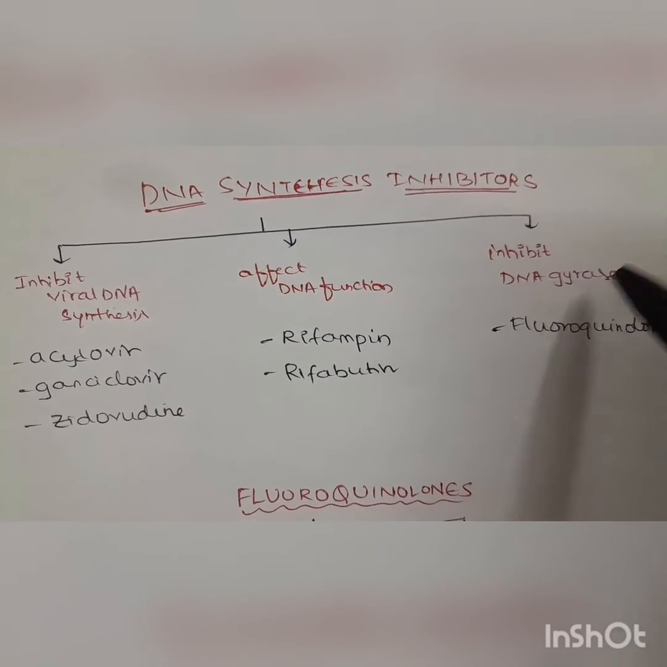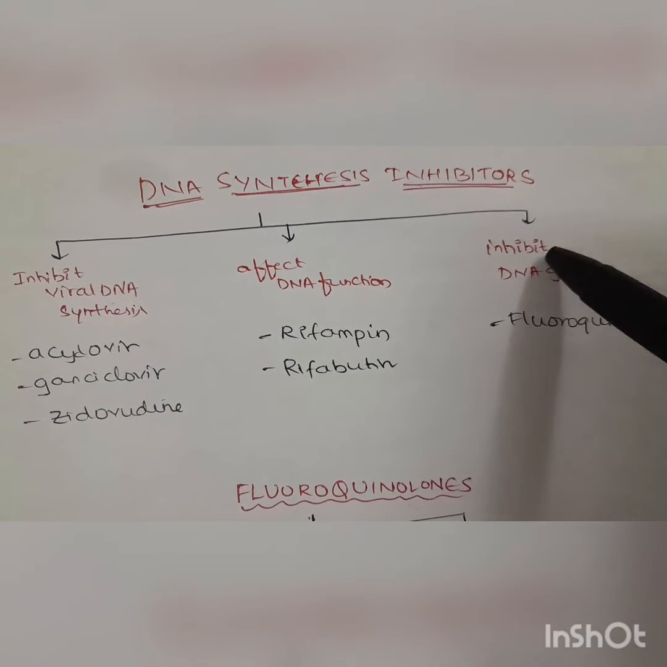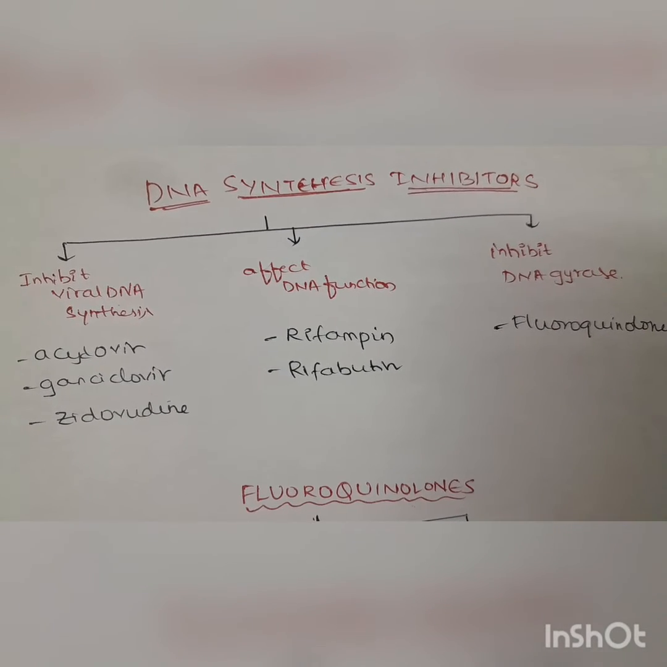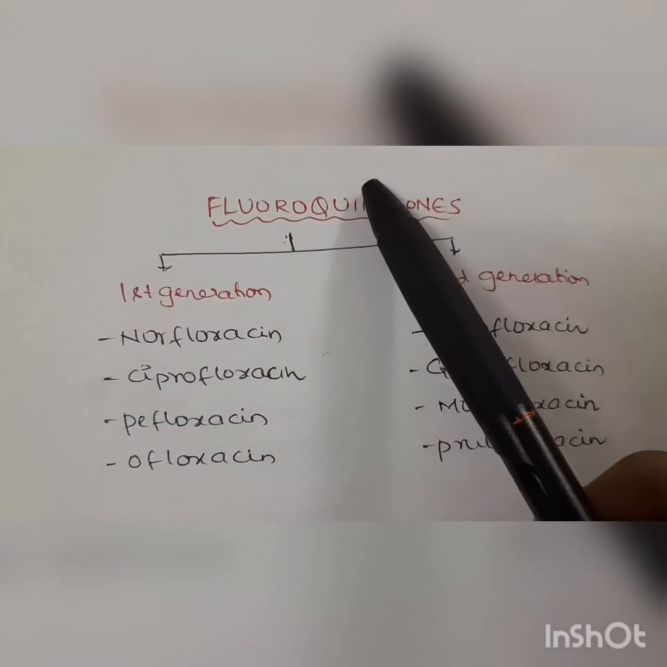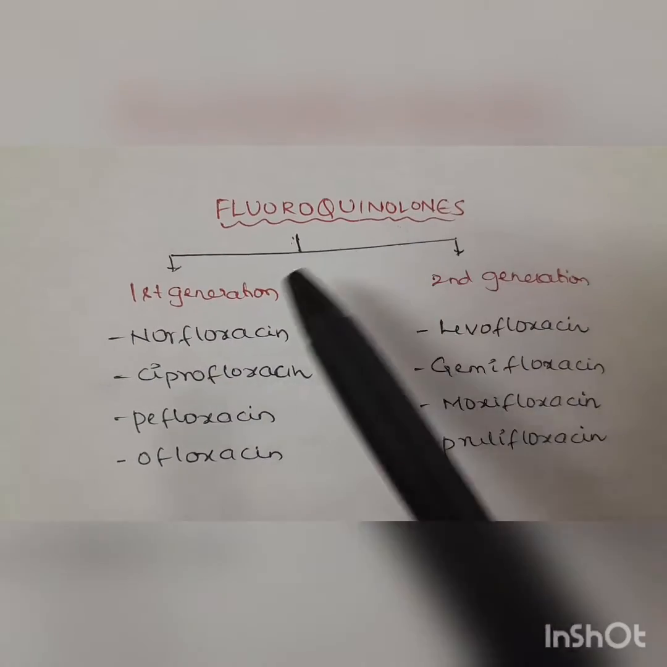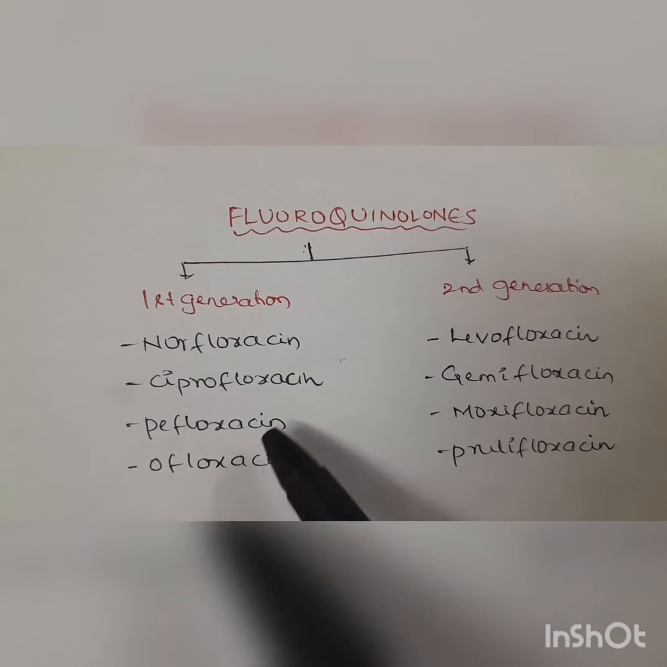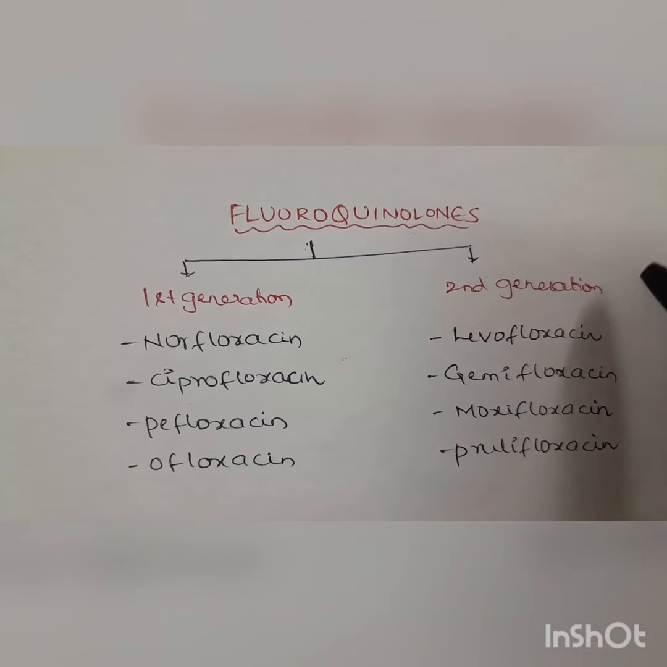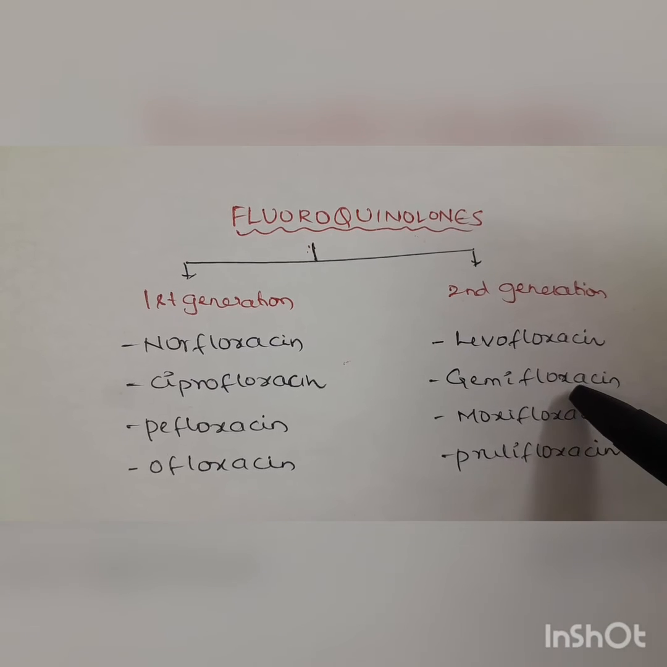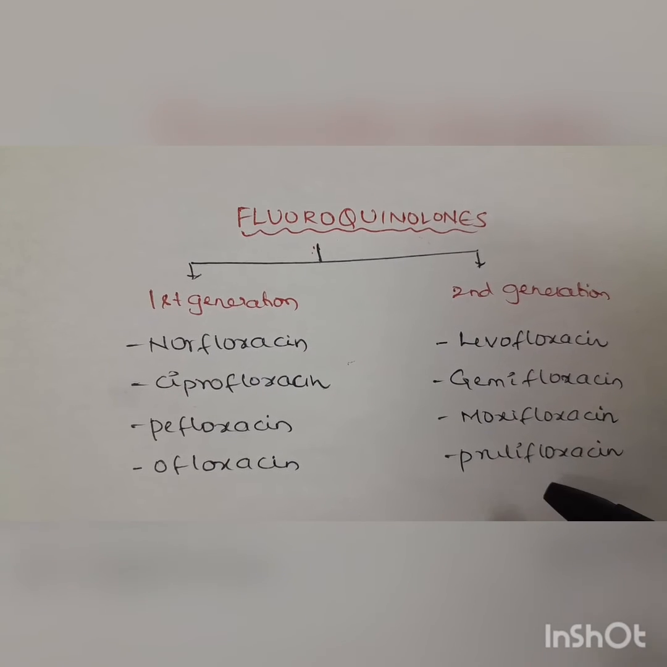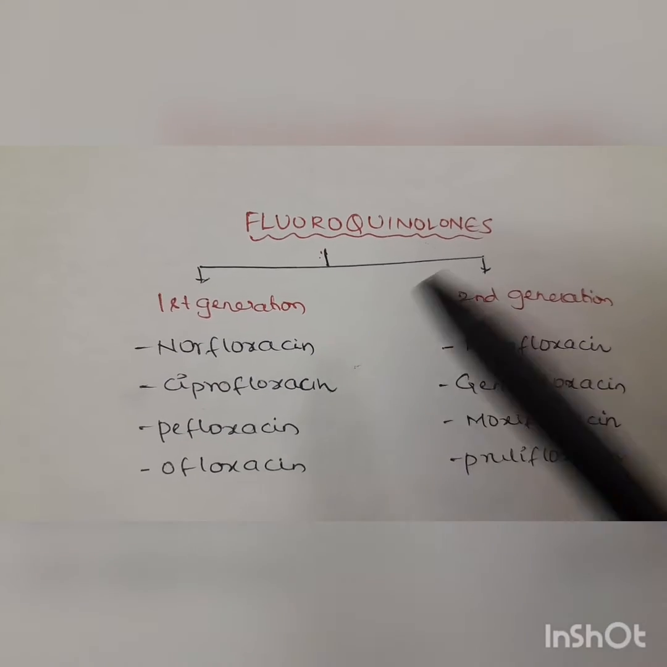Drugs that inhibit DNA gyrase are fluoroquinolones. Gyrase helps in removal of supercoils formed. Fluoroquinolones include first generation and second generation. First generation are norfloxacin, ciprofloxacin, pefloxacin, ofloxacin. Second generation include levofloxacin, gemifloxacin, moxifloxacin, prulifloxacin. They have "floxacin" in their end.